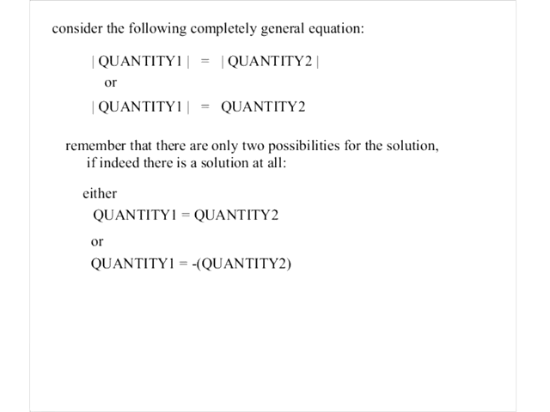Remember that there are only two possibilities for the solution, if there's a solution at all. The only way this can happen, as you saw on the previous page, is either the quantities are the same or the quantities are opposites. So again, in words, the quantities are the same or the quantities are opposites. This is the only way that this solution can be solved.